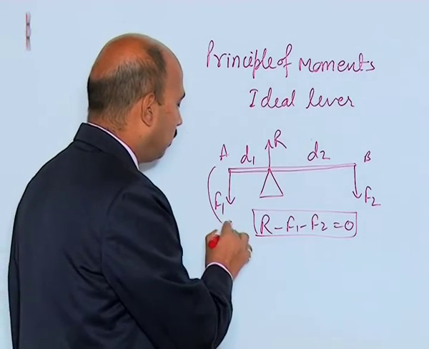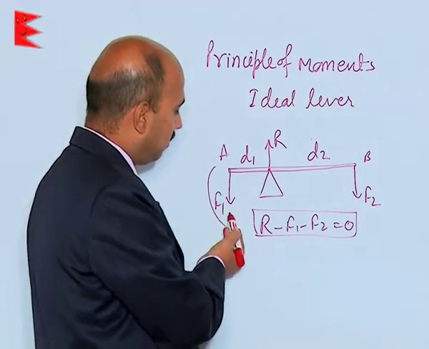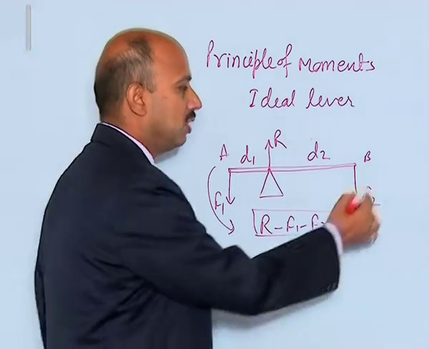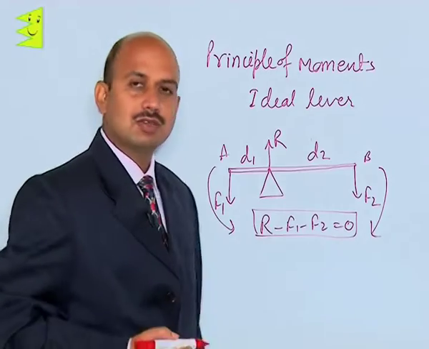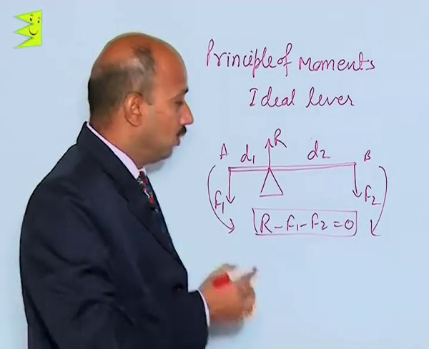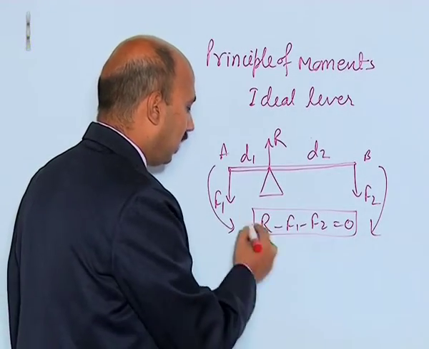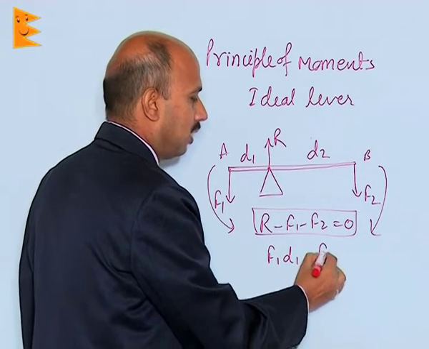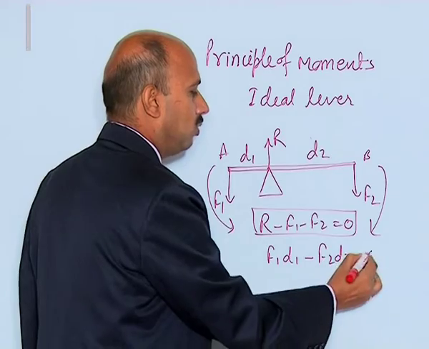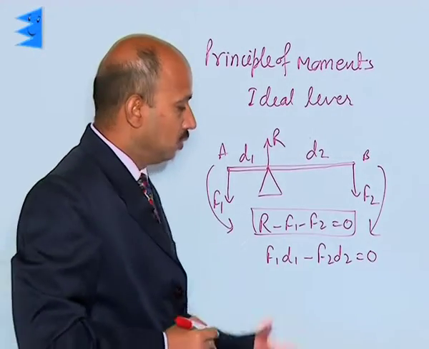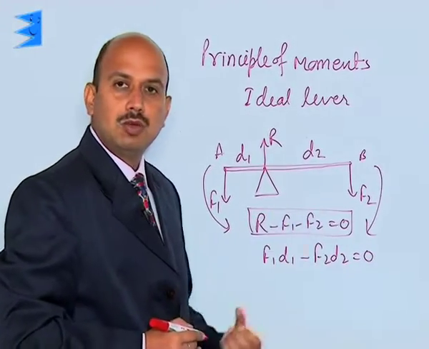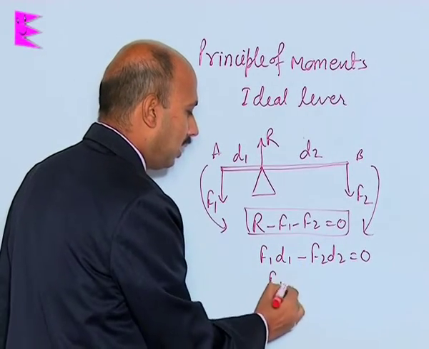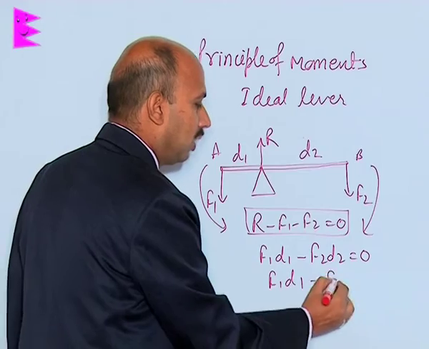Now these forces are producing torque. This force F1 is rotating the body in the anti-clockwise direction and F2 is rotating it in the clockwise direction. So for the rotational equilibrium we can take F1 D1 minus F2 D2 is equal to 0. So the total torque on the body is 0 if the body is in rotational equilibrium. So we can write F1 D1 is equal to F2 D2.